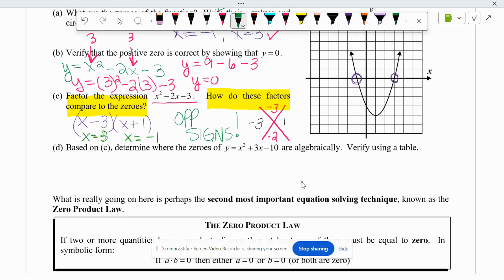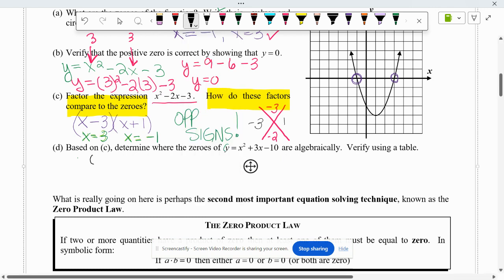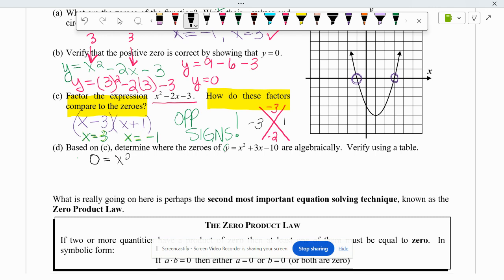So it says, determine where the zeros of this function are algebraically. So here's what this means. We're going to set our y value. We cross the x-axis when y equals what? 0. So we're going to rewrite this equation as 0 equals x squared minus 2x minus 3. And we're going to factor it. Well, we already did factor it. We know that the two factors are x minus 3 and x plus 1.